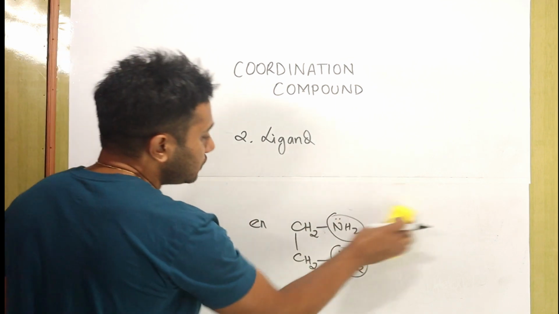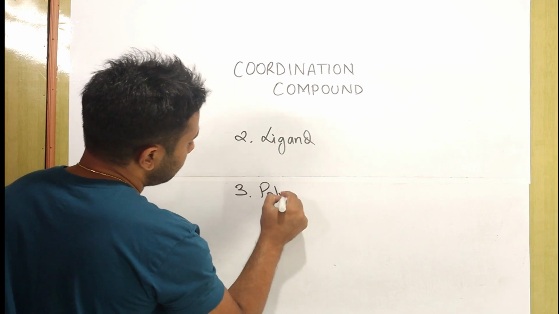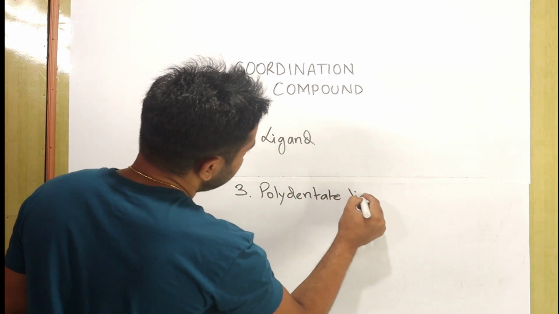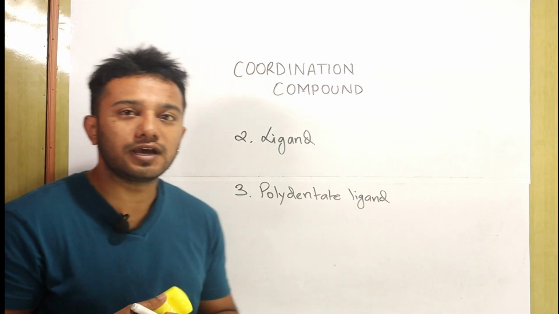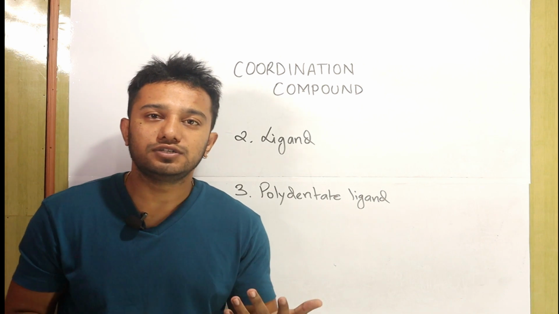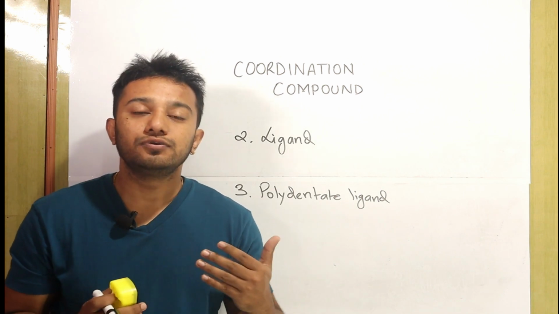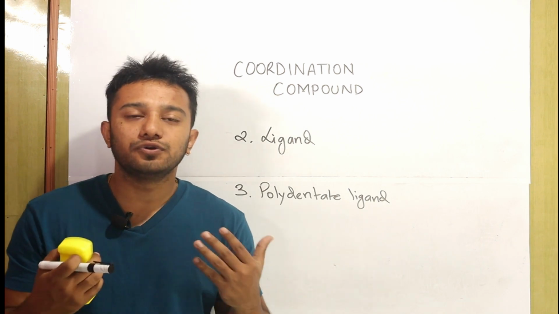And then third we have polydentate ligand. Polydentate ligands are those ligands which can make a coordination bond with the metal ion from more than two donor atoms. So out here in polydentate, they will have more than two donor atoms.